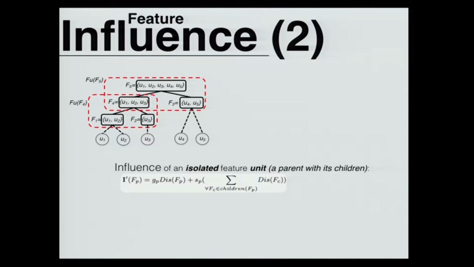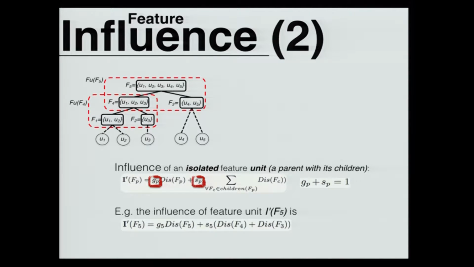And it is defined as the weighted sum of the influence of the parent feature and the children features. We use two parameters, G and S, to weight the influence of the parent feature and the children features. For instance, in the example of feature unit F5, it is defined like this.